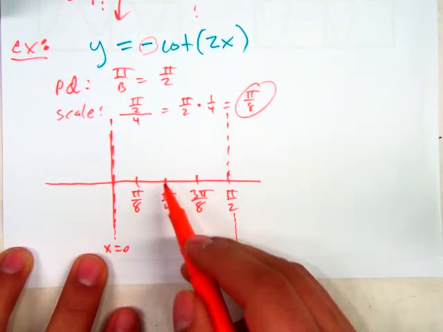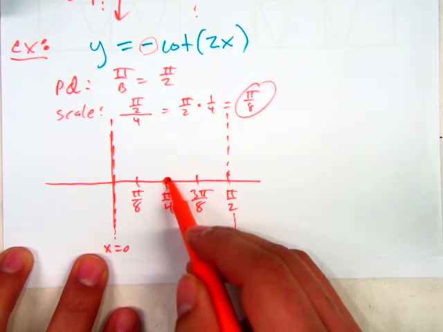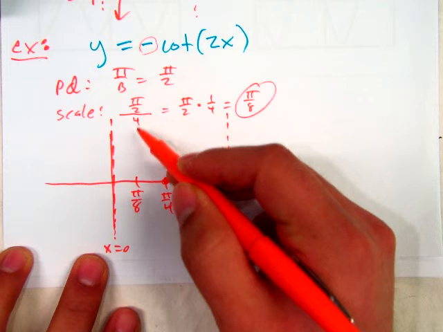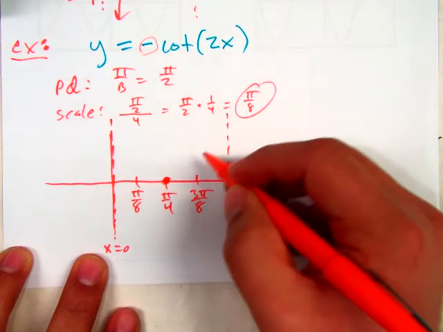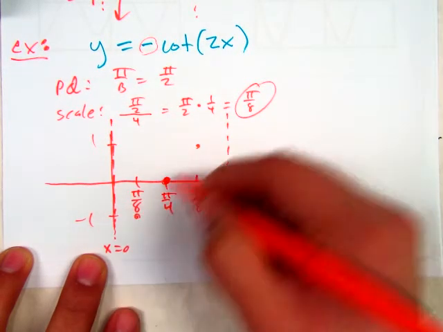What's in the middle? A point on 0. And cotangent was the one that was backwards, right? However, we have the negative in front, right? So that's going to actually make it look like this.